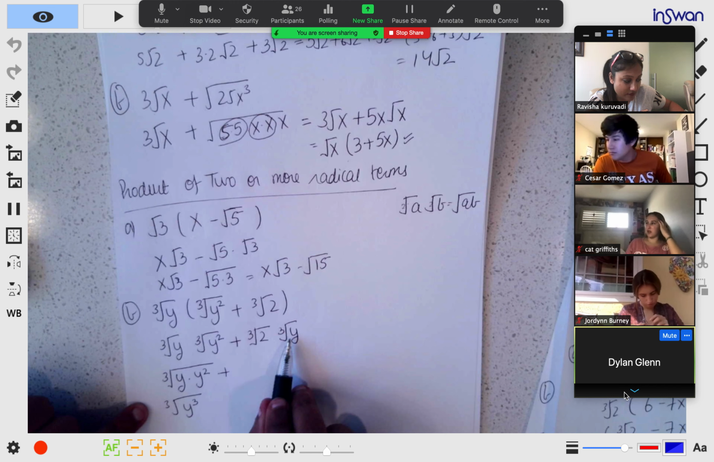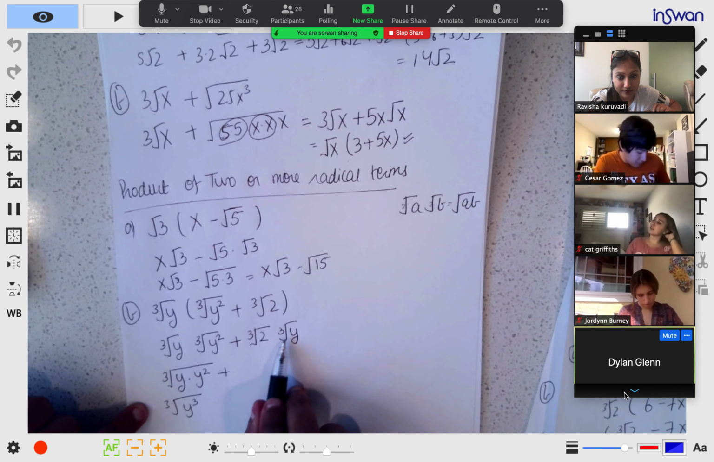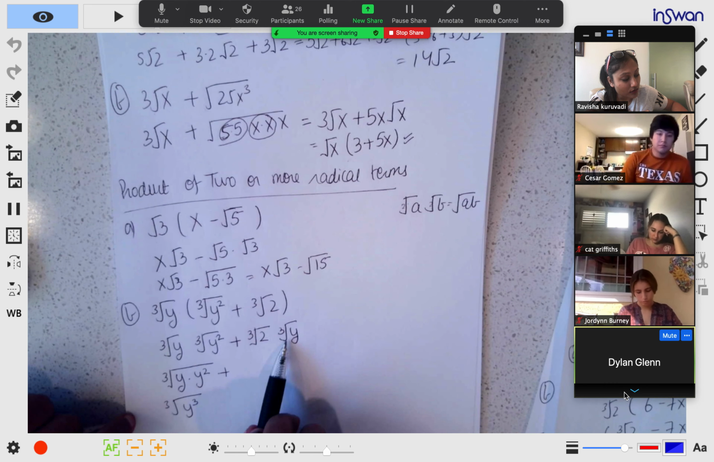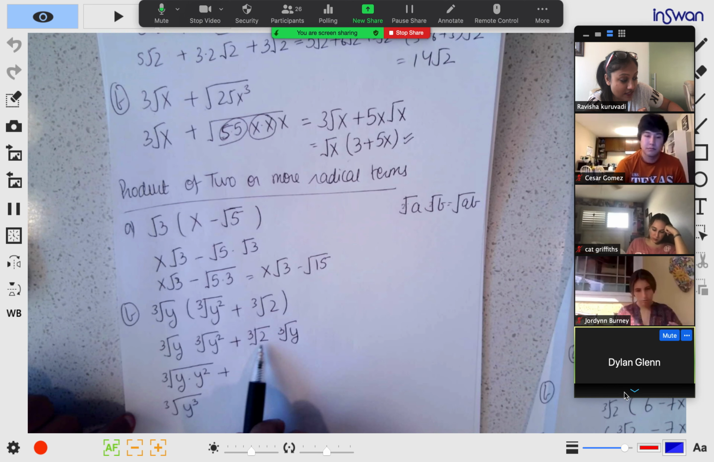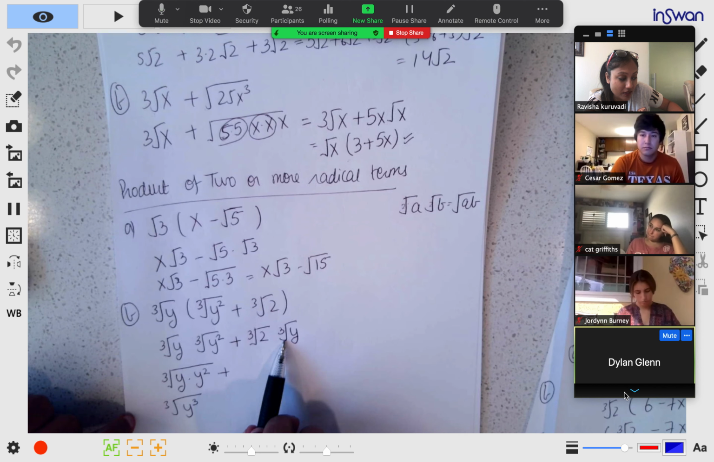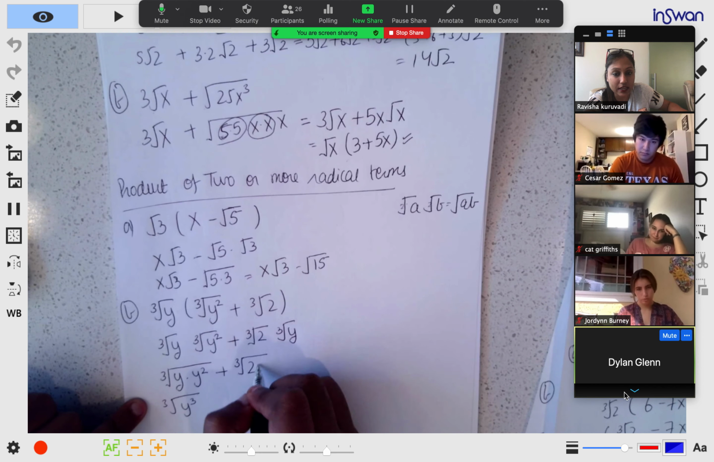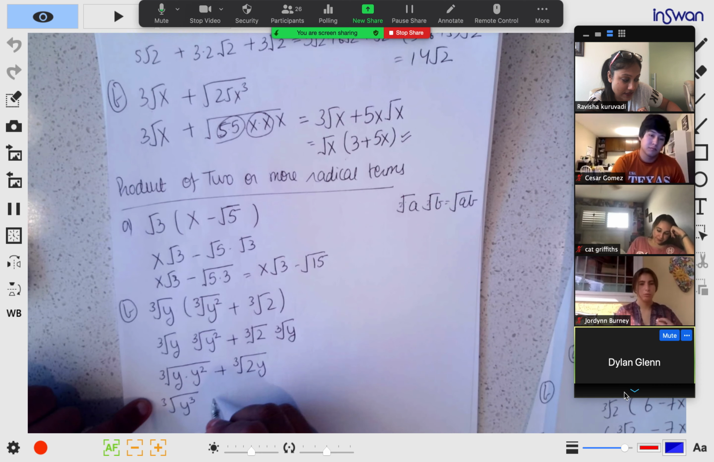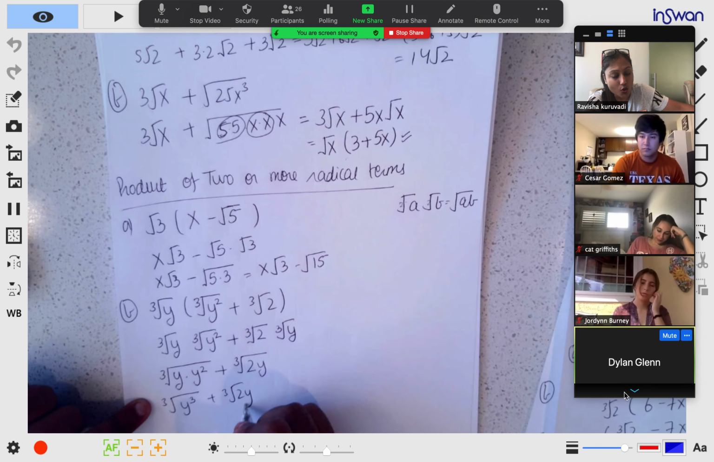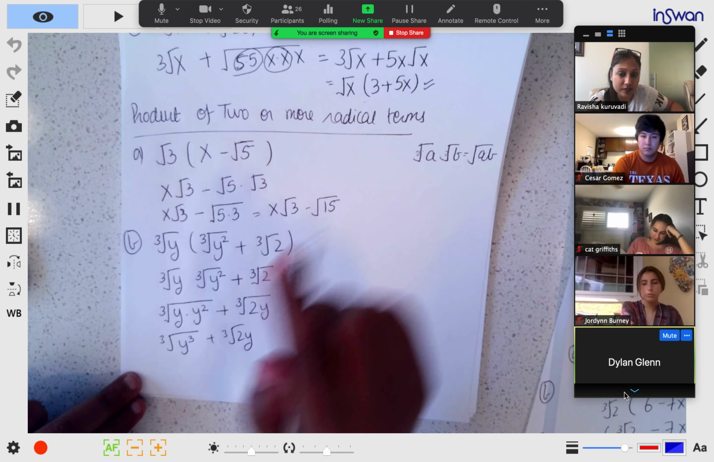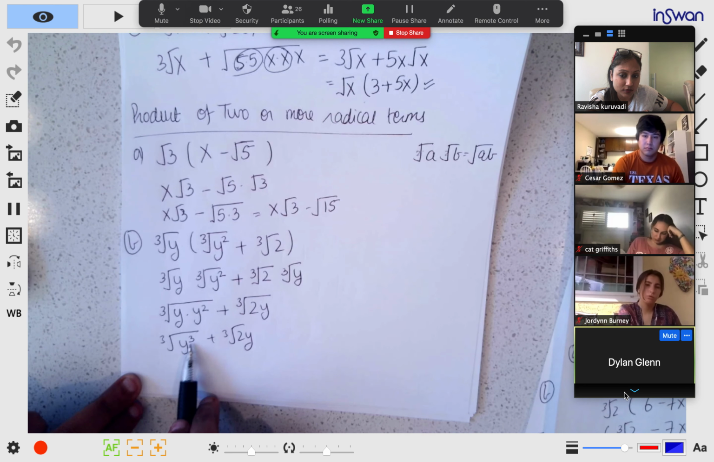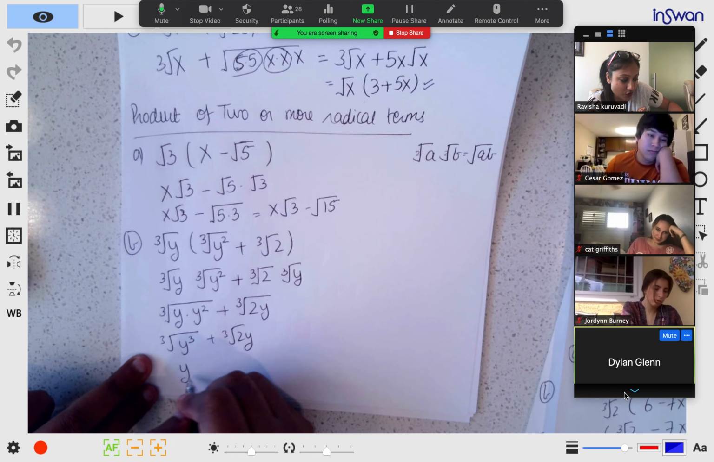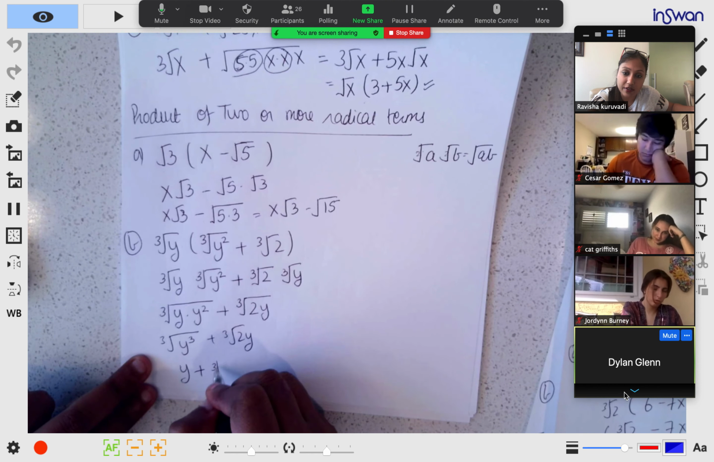Can I combine these two, Dylan? 2 and y, no. Why not? Do they have the same root? Wait, would it just be 2y? Yes, 2y. Since they have the same root, I can combine them. If this was 2 and this was 3, I cannot. So it becomes this. What's the cube root of y cubed? Wouldn't it just be y? Just y. Correct. And you get cube root of 2y, which you cannot simplify further.